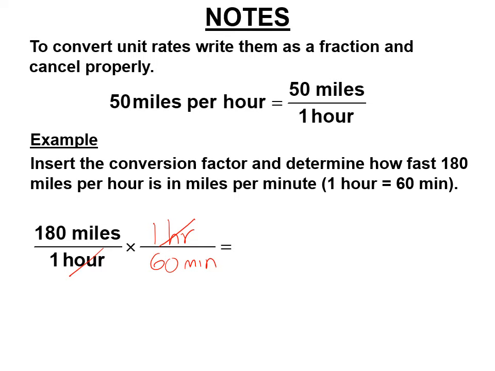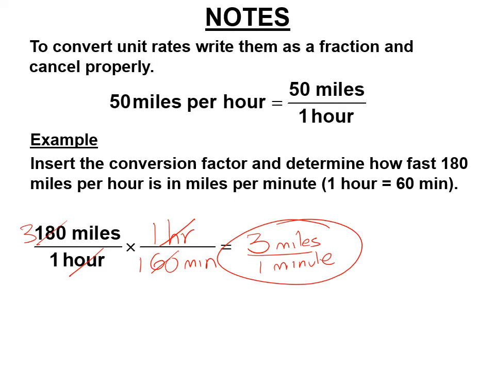Well, 60 divided by 60 is 1. 180 divided by 60 is 3. Right? That's 3 miles per minute. And I'm going to write it this way, 3 miles per minute. 3 miles in 1 minute. 180 miles per hour. That's like race car speed.